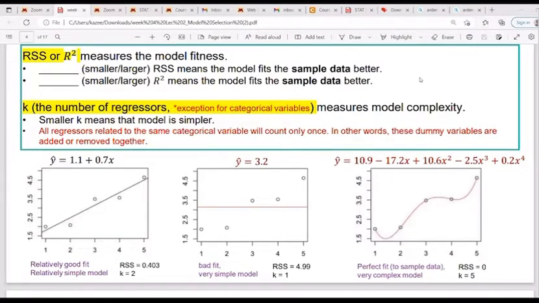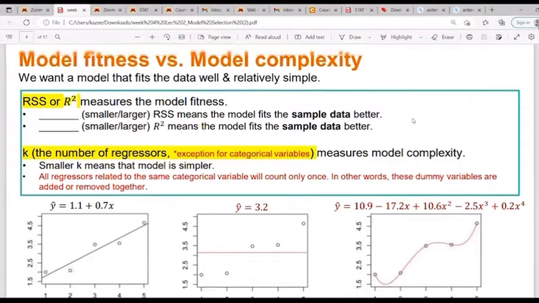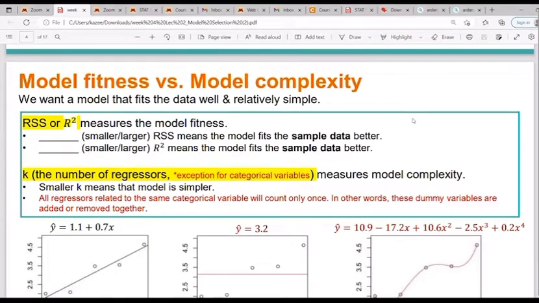Okay, so let me now tell you this. The RSS or R squared measures the model fitness. But what if we have a good number of regressors in a model? When you have so many regressors, so many predictors in a model, the regression model will become complex. How does the model fitness we talk about, the RSS or the R squared, respond to increasing the number of regressors in a simple linear regression?